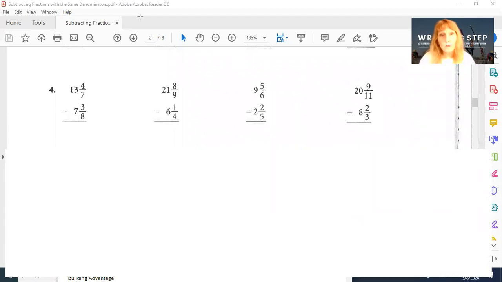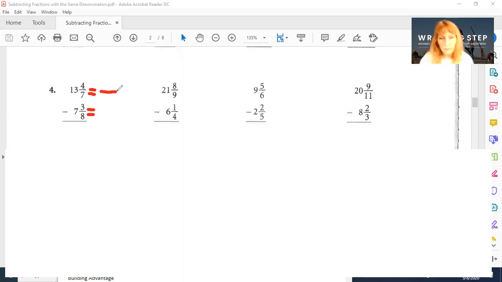We have 13 4/7 minus 7 3/8. So we have now a mixed number, so we have to still subtract the fractions first. Just like when you have whole numbers, you subtract the ones digits first, and then the tens, and then the hundreds, and then the thousands. With fractions, you subtract the fractions first, and then the whole numbers. So we have 4/7, and we have 3/8. So first I have to get a common denominator. So we have to make an equivalent fraction for these.